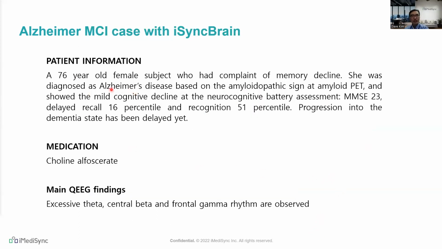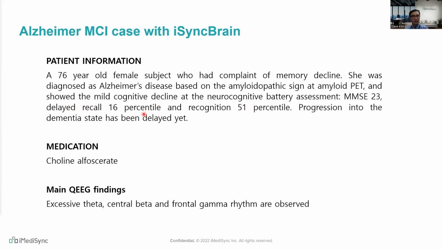I'd like to show an Alzheimer MCI case with iSync Brain. This patient is a 76-year-old female, complaining of memory decline, basically. She was diagnosed with Alzheimer's disease based on the amyloid PET, and shows cognitive decline in the neuropsychological battery. The MMSE score is 27, delayed recall is 16th percentile, the recognition is good.